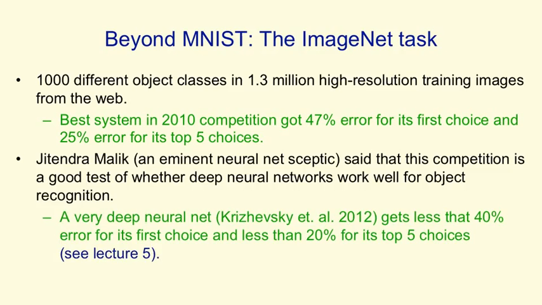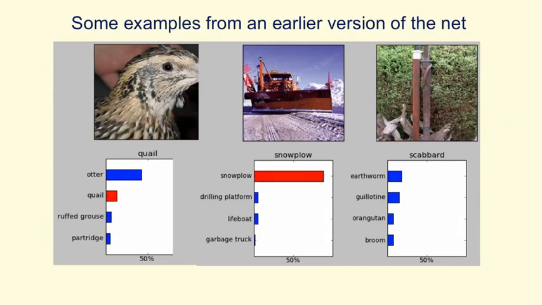And a very deep neural network can now do considerably better than the thing that won the competition. It can get less than 40% error for its first choice and less than 20% error for its top 5 choices. I'll describe that in much more detail in Lecture 5. Here's some examples of the kinds of images you have to recognize. These are images from the test set that it's never seen before.